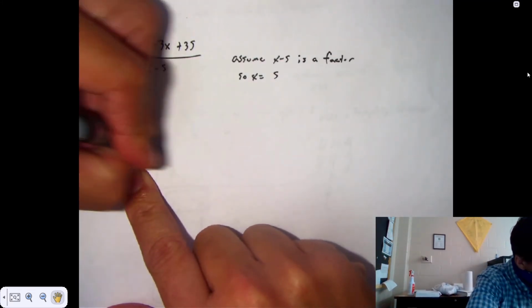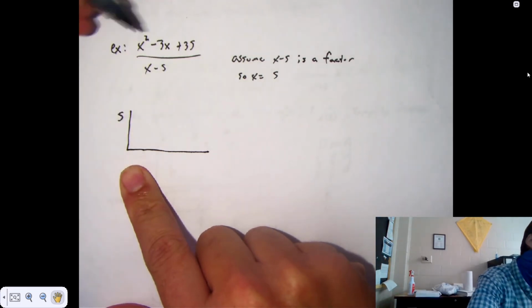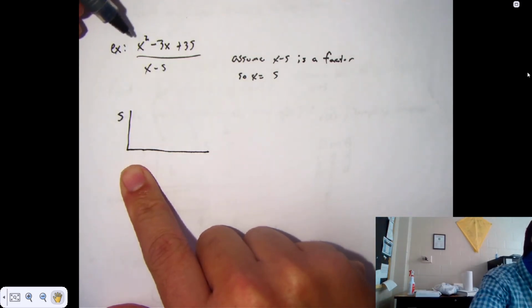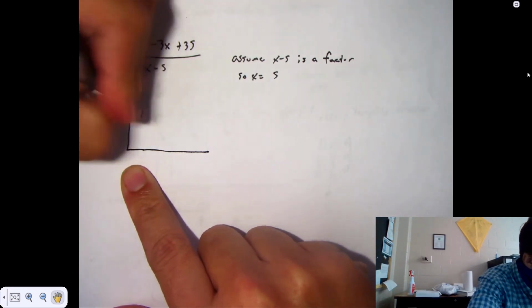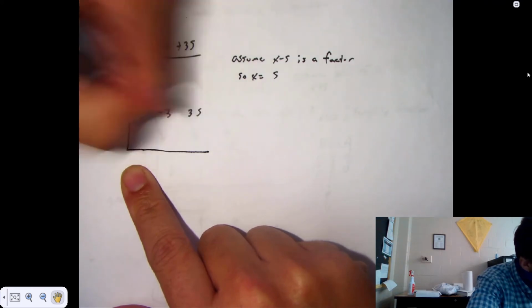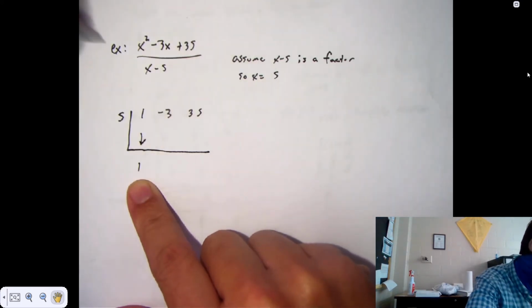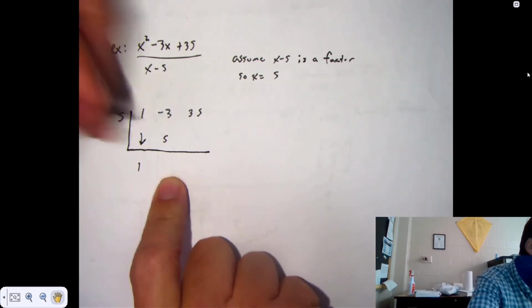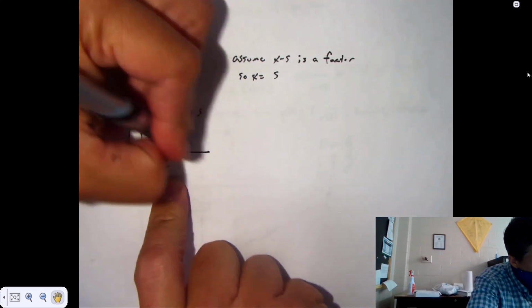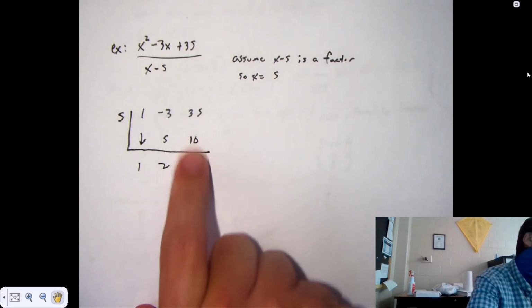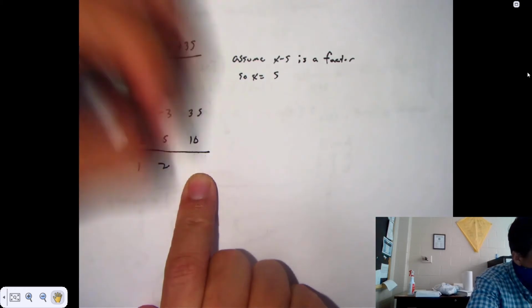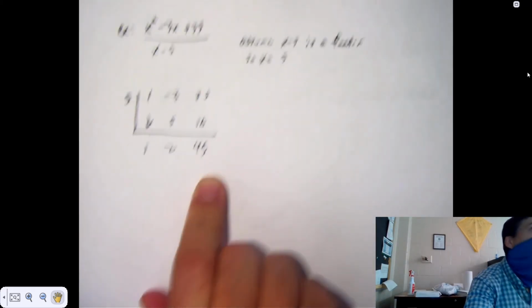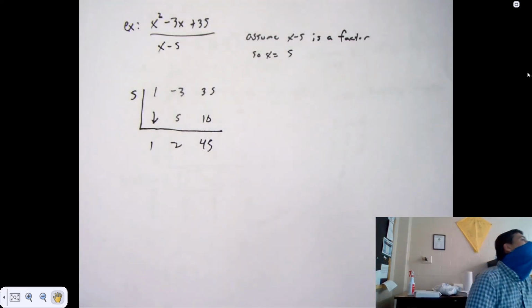You throw that 5 out front, your coefficients being 1, -3, and 35. You drop, and you multiply. A couple of you made a little mistake here. -3 plus 5 is 2. 2 times 5 is 10. And you add. There are at least 2 people that subtracted here, but you add. There's your 45. So what's the quotient?